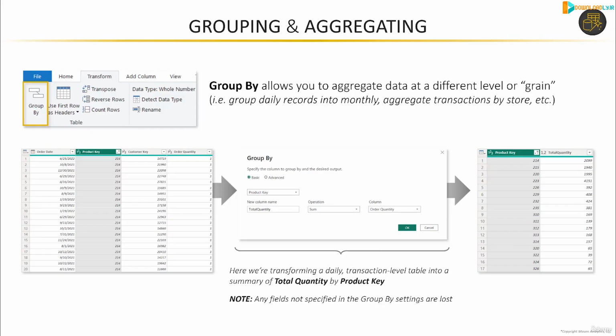And the important thing to note here, as you may have noticed, is that any fields that we aren't specifically calling out in our Group By settings are lost. They're not preserved in that final table because we've eliminated that level of granularity.